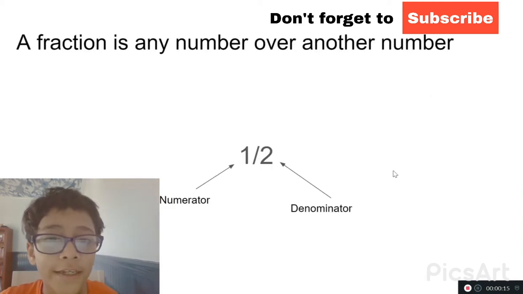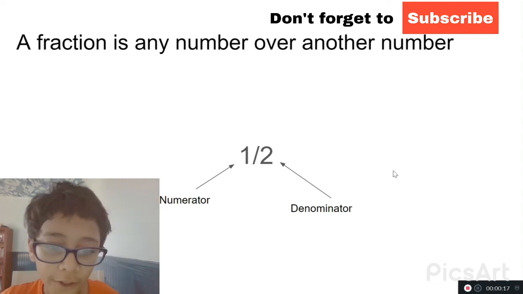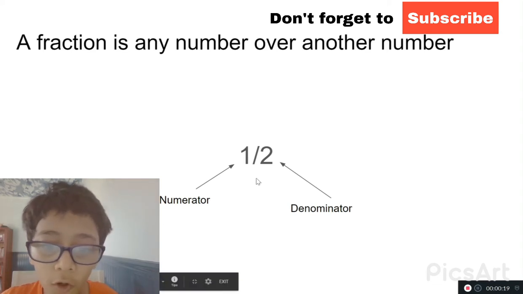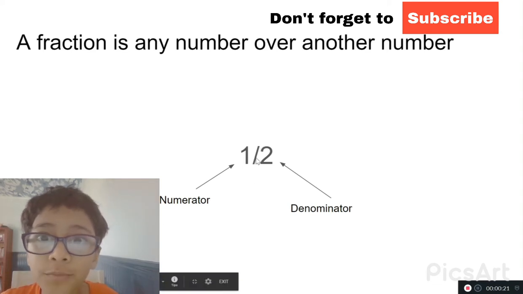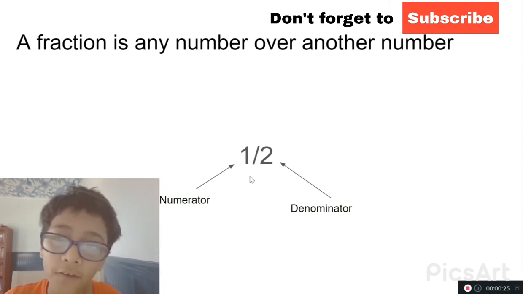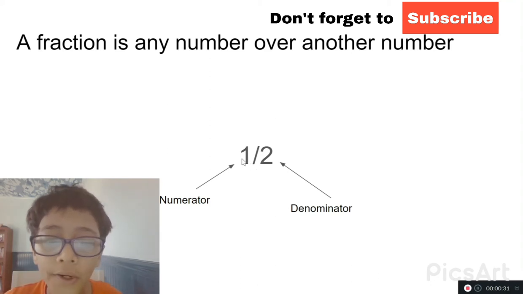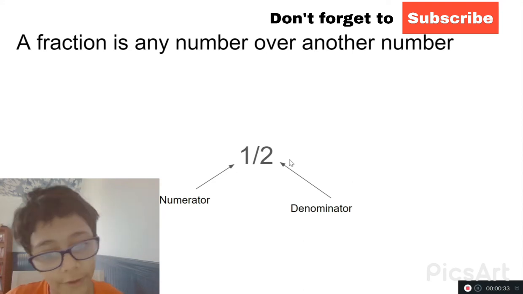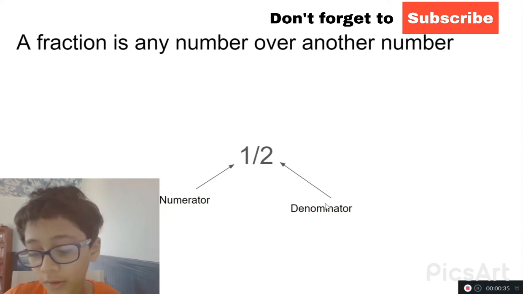A fraction is any number over another number. For example, 1 over 2. The slash that stands for "over" is inside the fraction, so it's a fraction. The slash is needed for any number to be a fraction. The number before the slash is called the numerator, and the one after the slash is called the denominator.